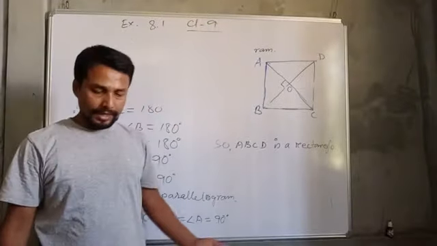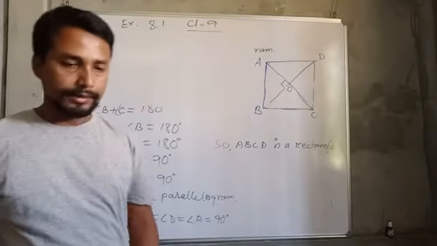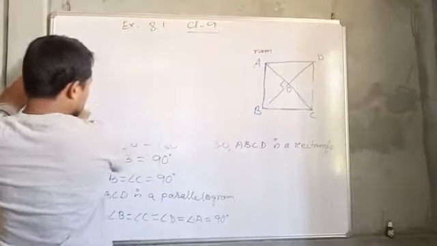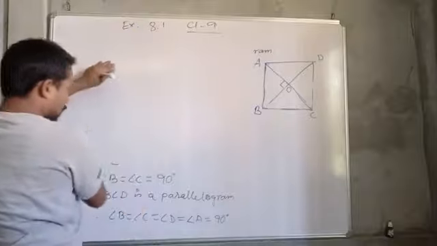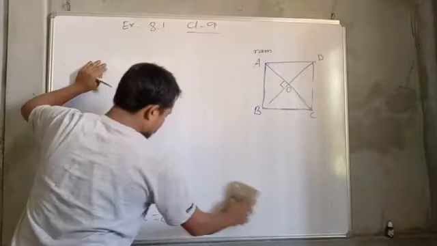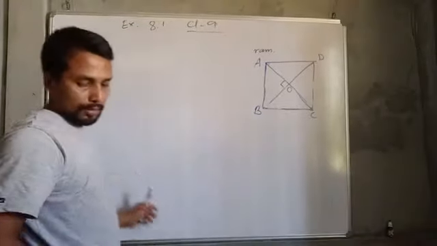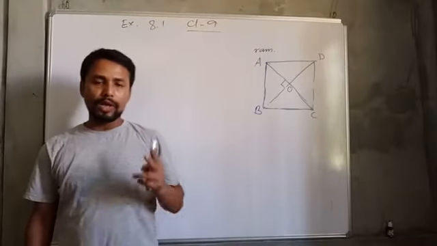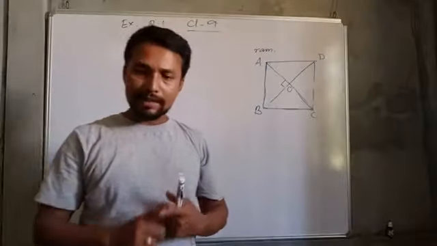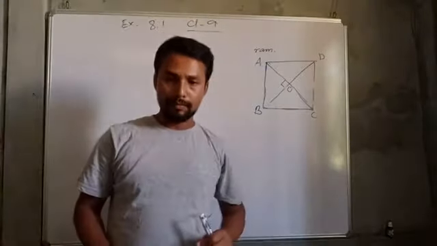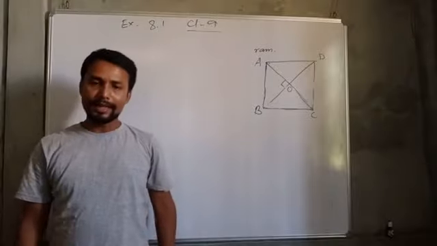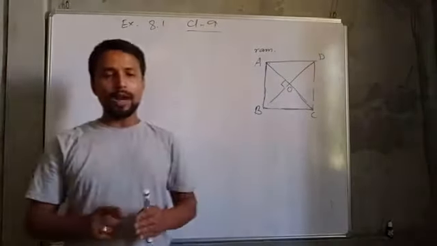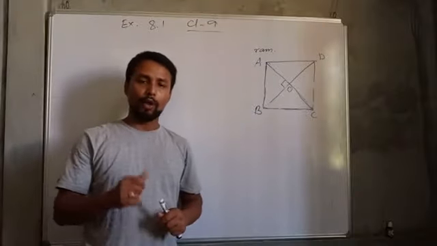So let us solve question number 3. A quadrilateral, its two diagonals bisect perpendicularly each other. Then we need to prove that the quadrilateral must be a rhombus.